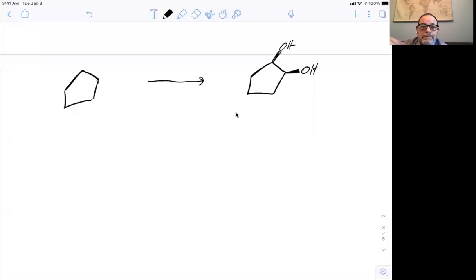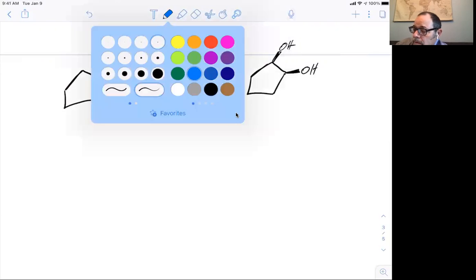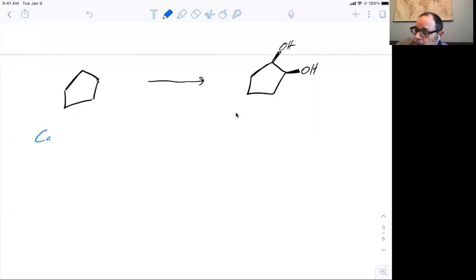Okay, let's take a look. So if we look at our carbon skeleton, we have 1, 2, 3, 4, 5 here, 1, 2, 3, 4, 5. So no change in carbon skeleton. If we look at our functional groups, we do see that we're going from an alkane to a diol.